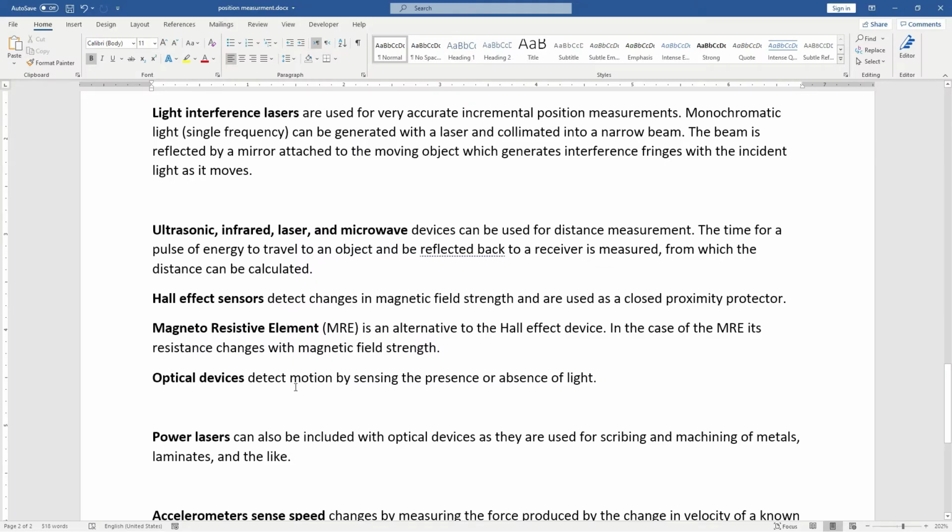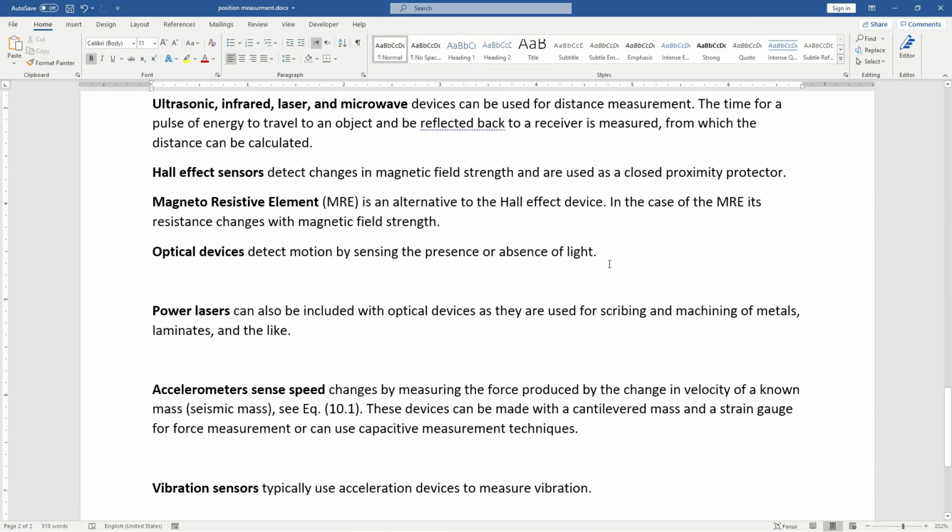Optical devices. They can detect motion by sensing the presence or absence of light. I will show, inshallah, after a while a video that will explain the use of optical devices, how you can utilize them in measuring movement. Okay, power laser can also be included in the optical devices. They are used for scraping and machining of metals, eliminating, and that's all.